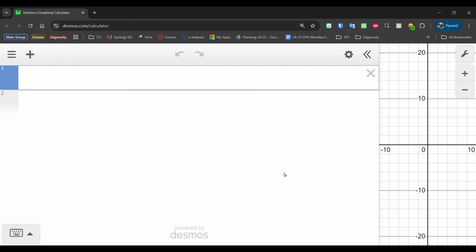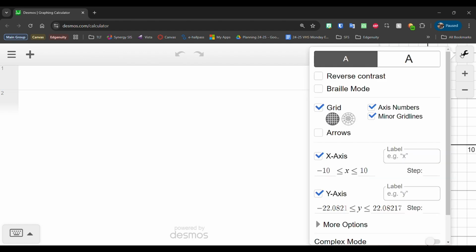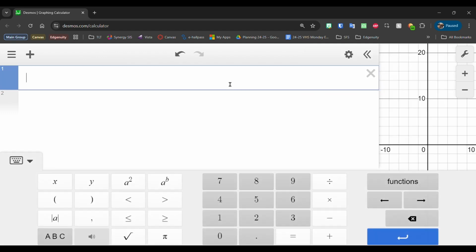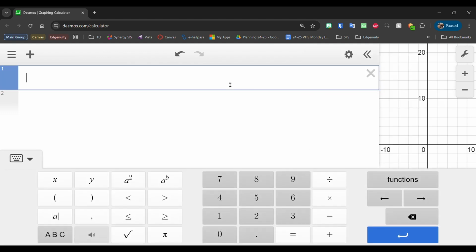I know some of you will be using the Desmos calculator, so I want to make sure you have it set up correctly. So first thing we need to do is make sure our graph is in degrees. So click this little wrench right here and click degrees. Now when you put your function in, it should give you the proper answer, or the answer I'm looking for.